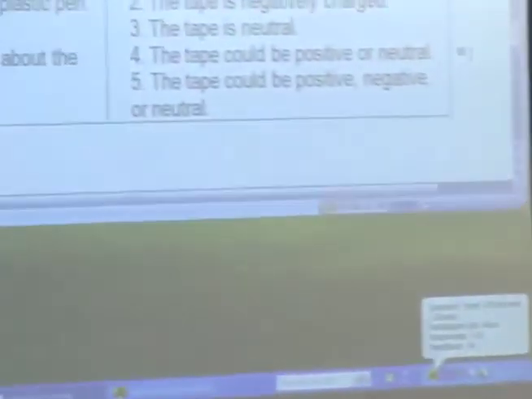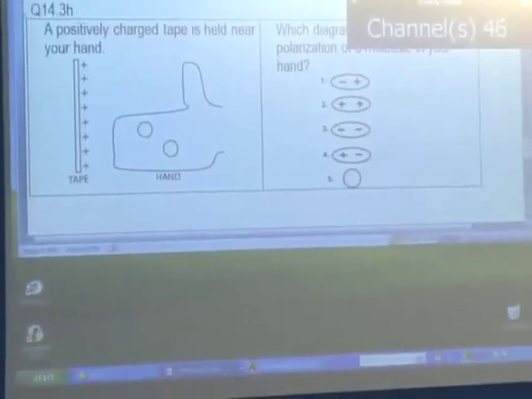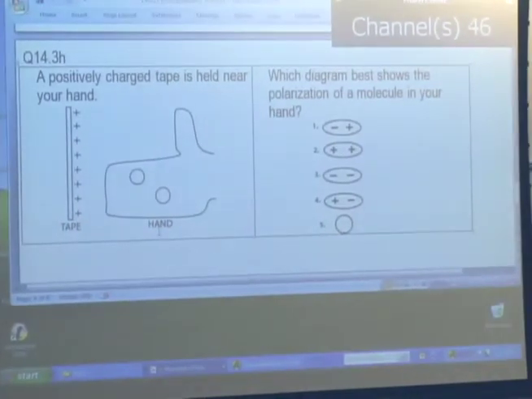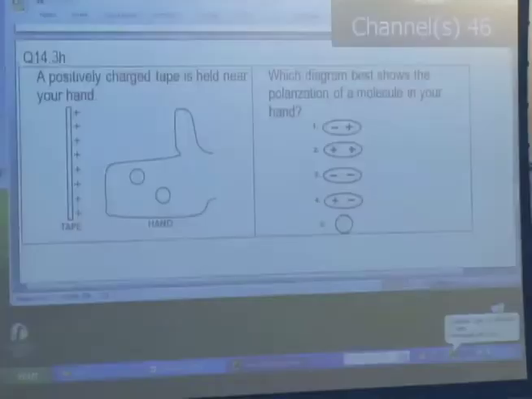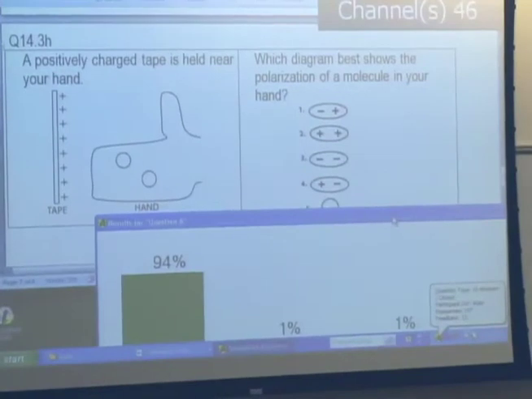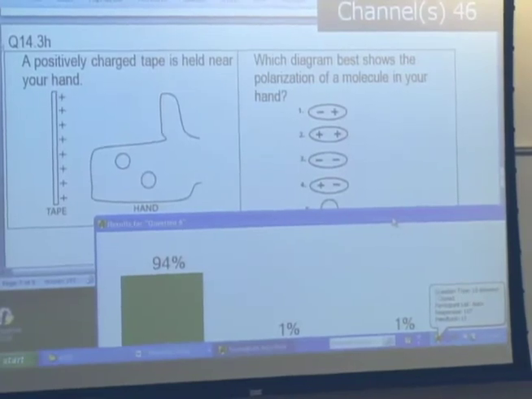Let's just beat this to death here. Let's skip this one for now. You bring a positively charged tape near your hand. That thing is my hand, and there are neutral molecules in my hand. But what's going to happen to those neutral molecules? Negative charges are going to be attracted by the positively charged tape. So what's going to happen to the tape? It's going to be attracted to my hand.